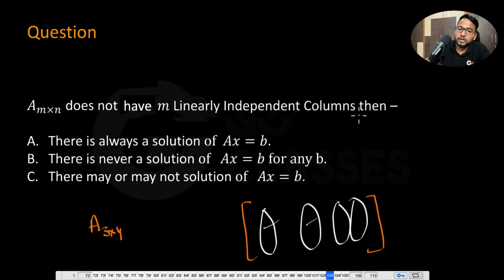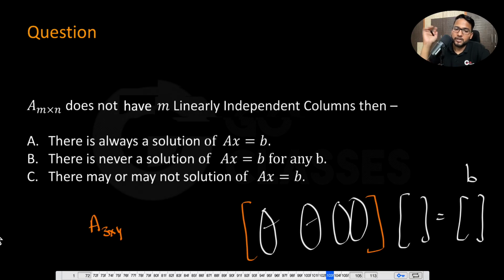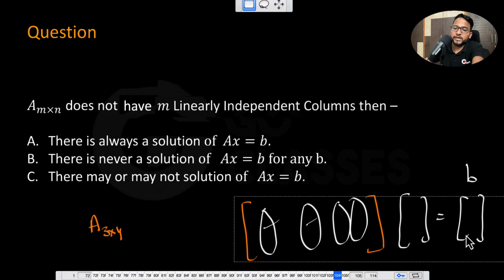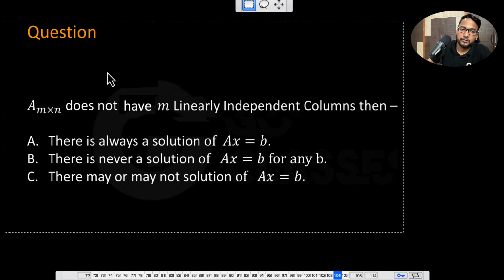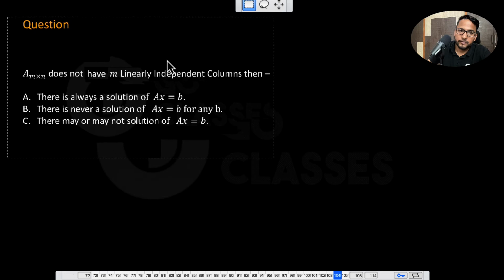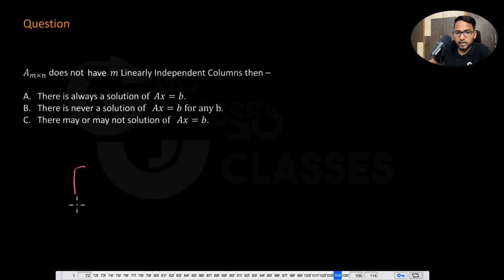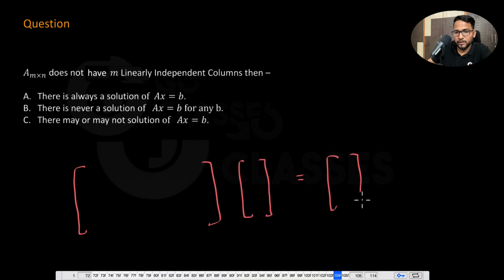Now they are saying, do you always have the solution? Do you never have the solution? You may or may not have the solution. So that's a very interesting question. Just think about it. Let me give you the hint, and then maybe you can think about it more. This is a very nice question. Just try and let me know what answer you are getting. See, here what I'm saying is that you have this A, you have this X that you want to find out, and there is a B.